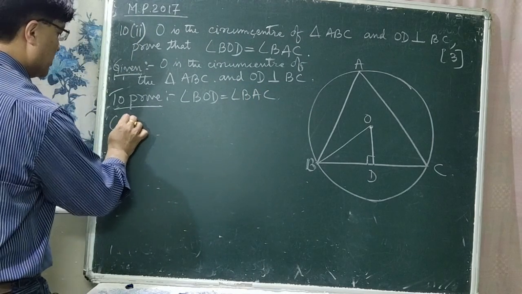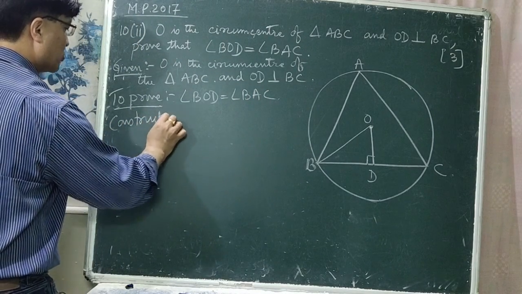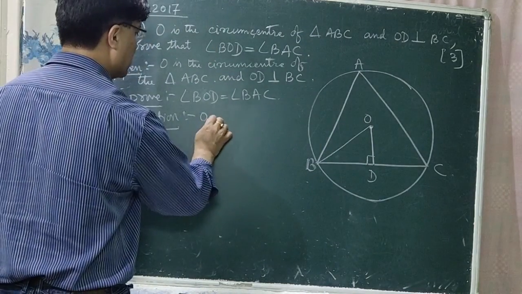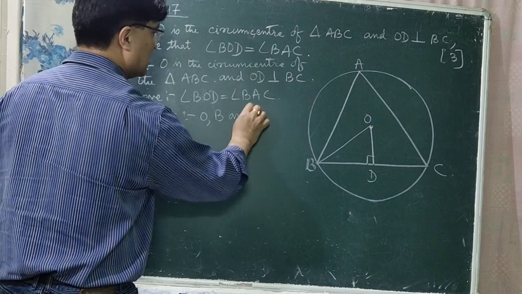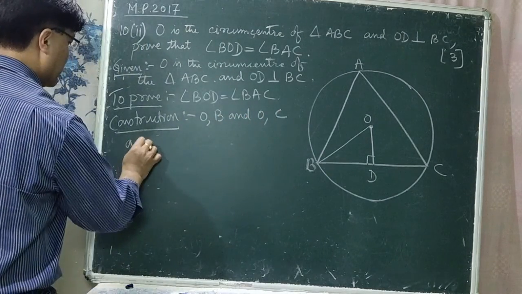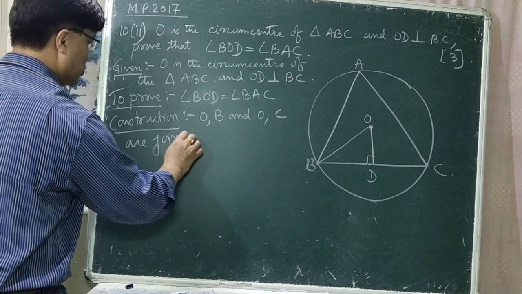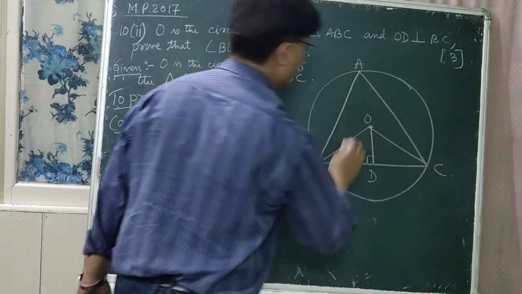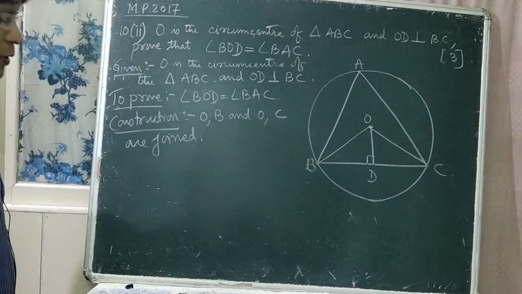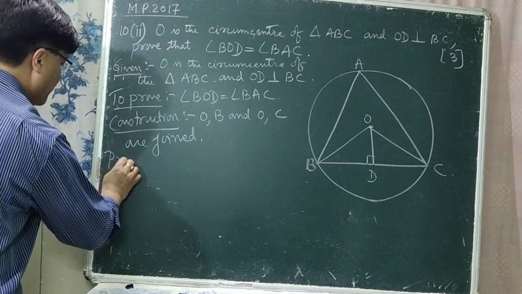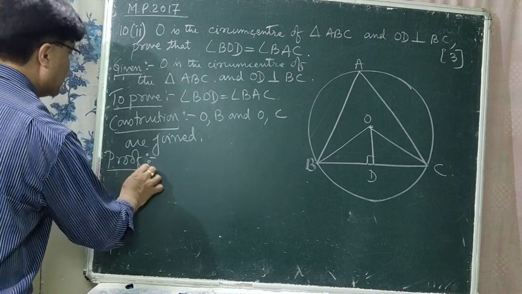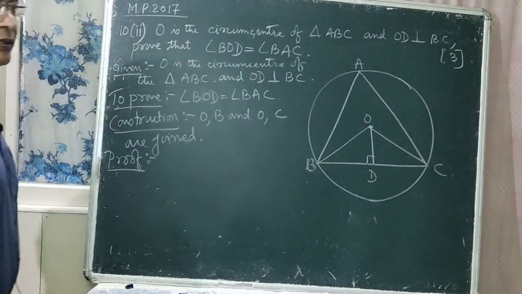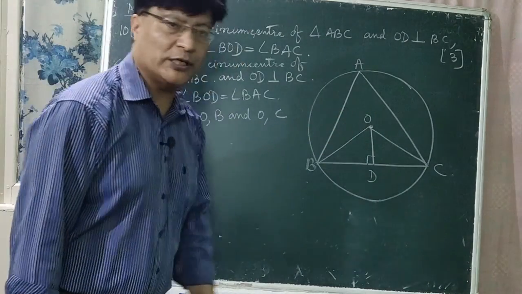So let us do the construction here. In this case, O and B are joined, and O and C are joined. Right? O and B are joined, and also O and C are joined. Okay? Now proof. Now we will prove that this angle BOD is equal to angle BAC. So we have joined OC also.